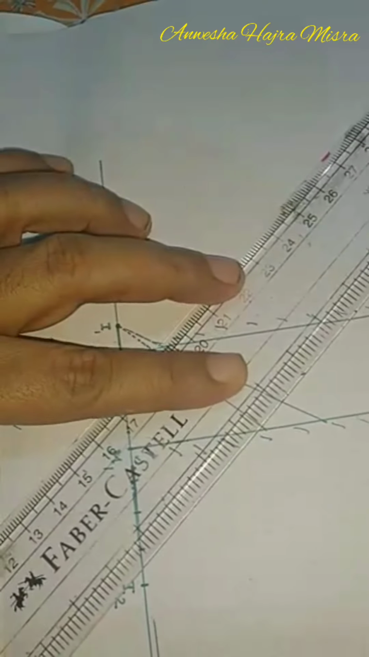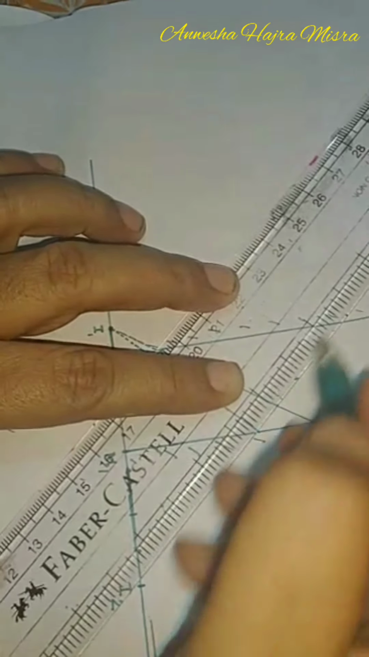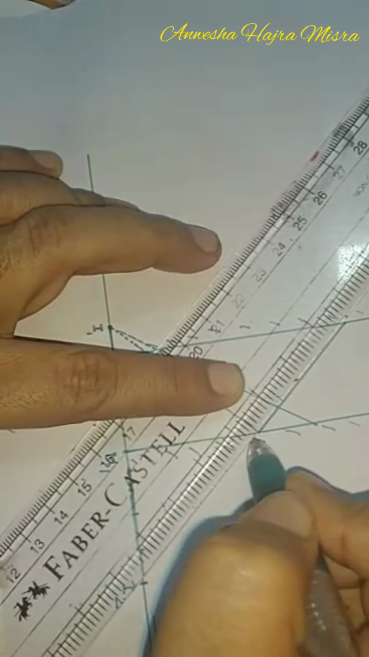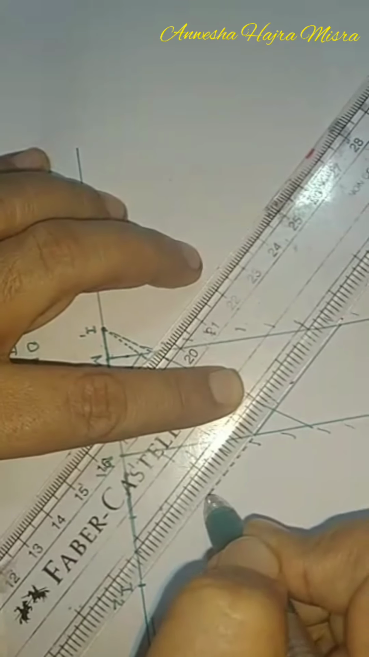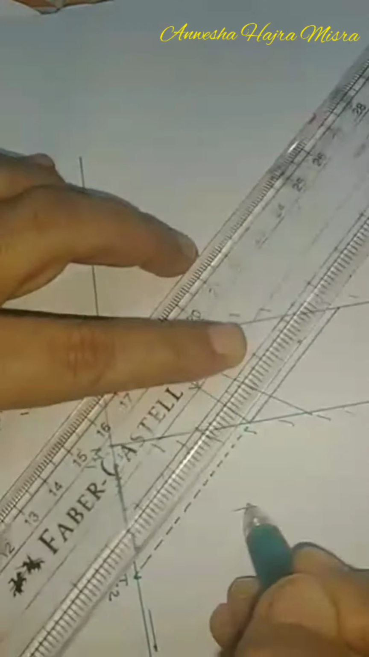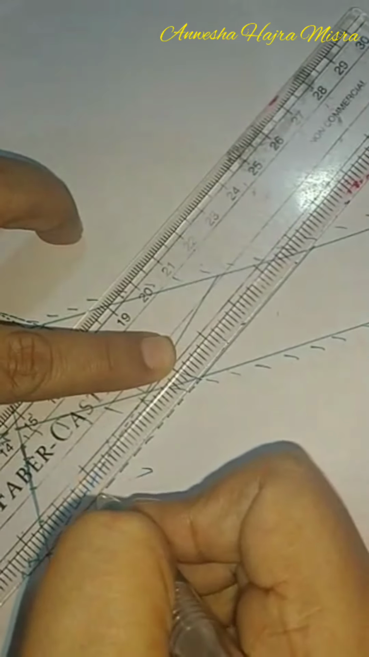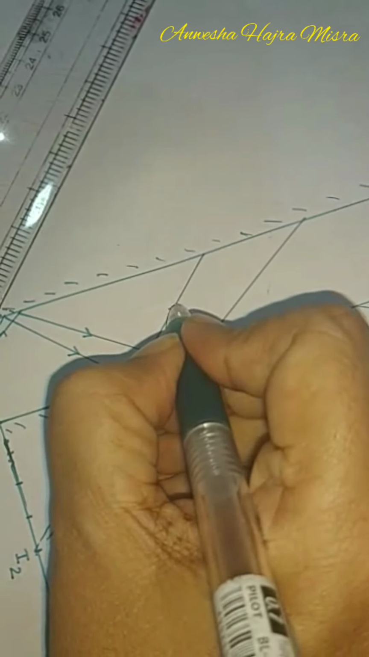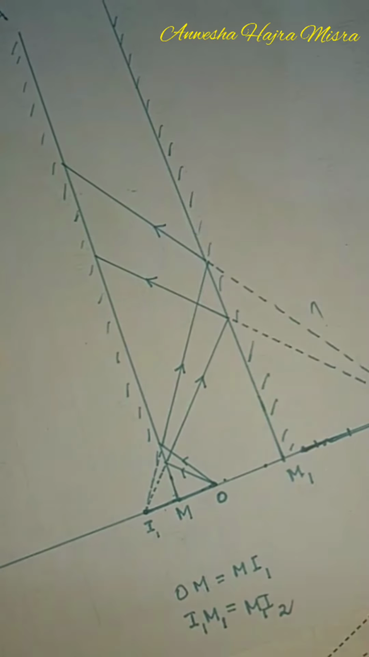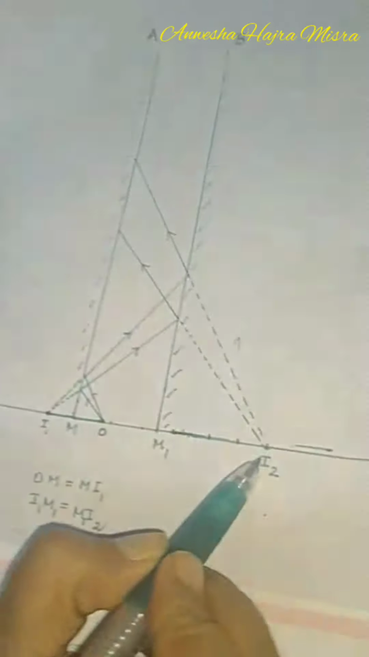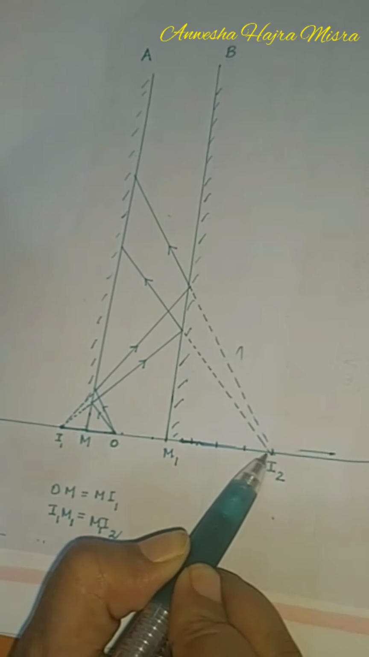And from I2, at these 2 points, draw 2 reflected rays. These 2 dotted. And give the arrow. Now my I2 is ready. Complete till here.